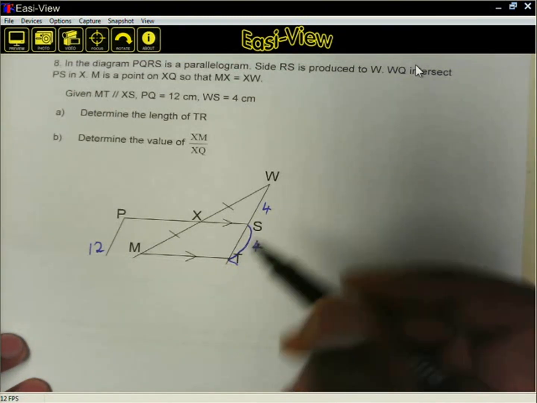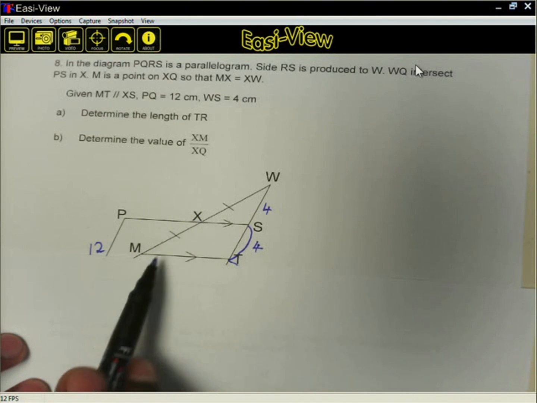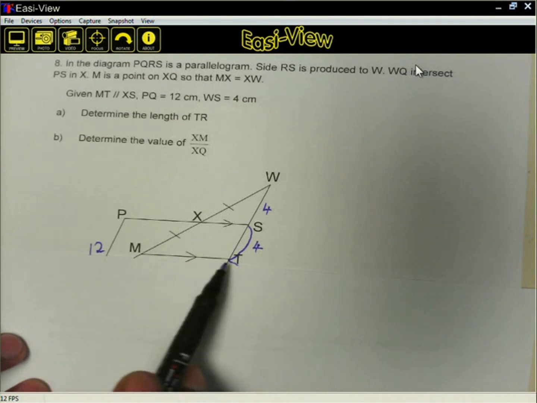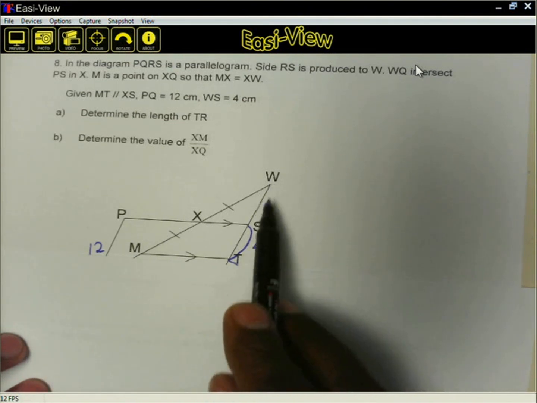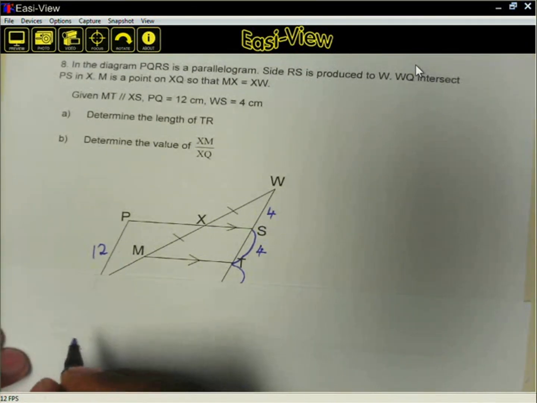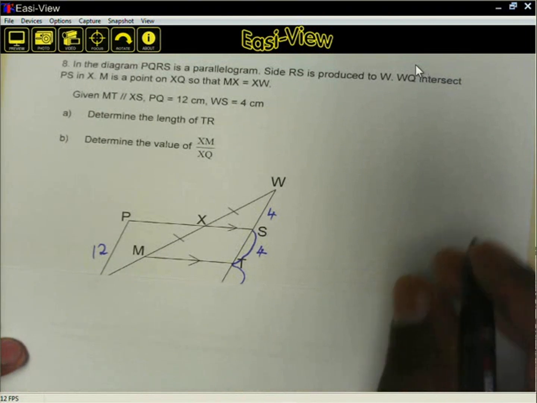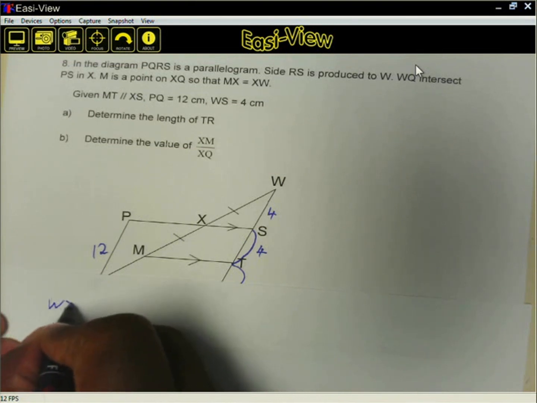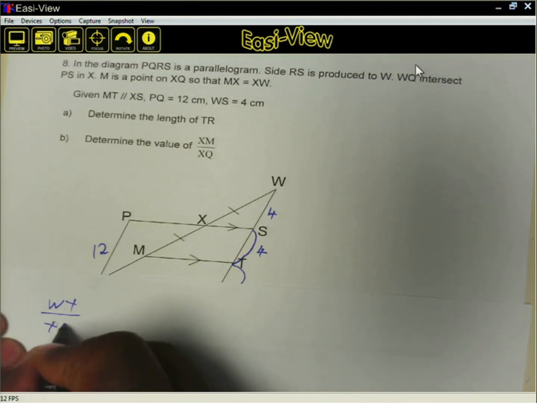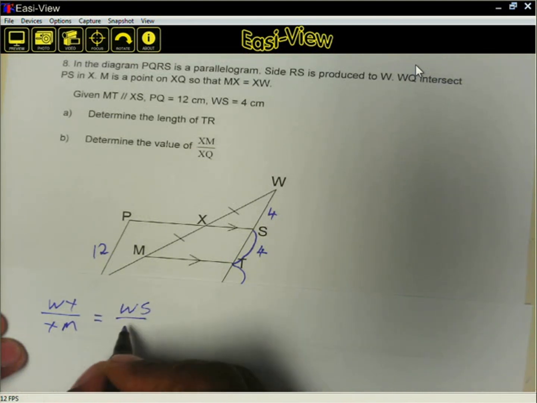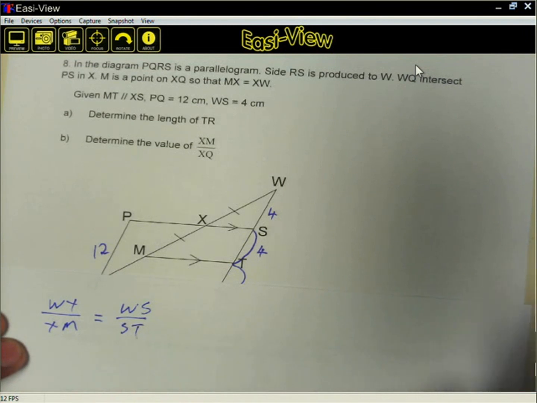Midpoint theorem from grade 10. If X is the midpoint of MW and XS is parallel to MT, therefore WS is also equal to ST. Now I want to answer the question. If we answer the question, we'll say WX over XM is given to be equal to WS over ST. A line parallel to a side of a triangle divides the other two sides proportionally.